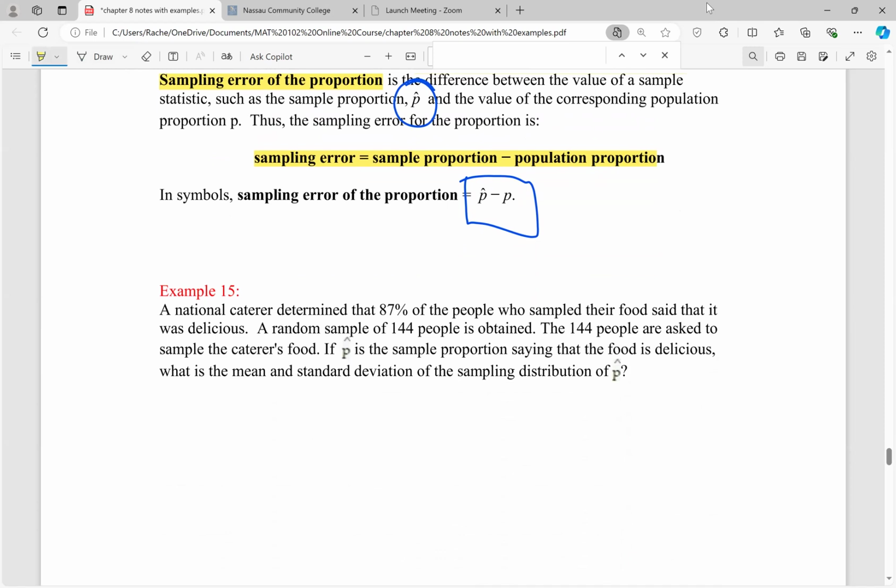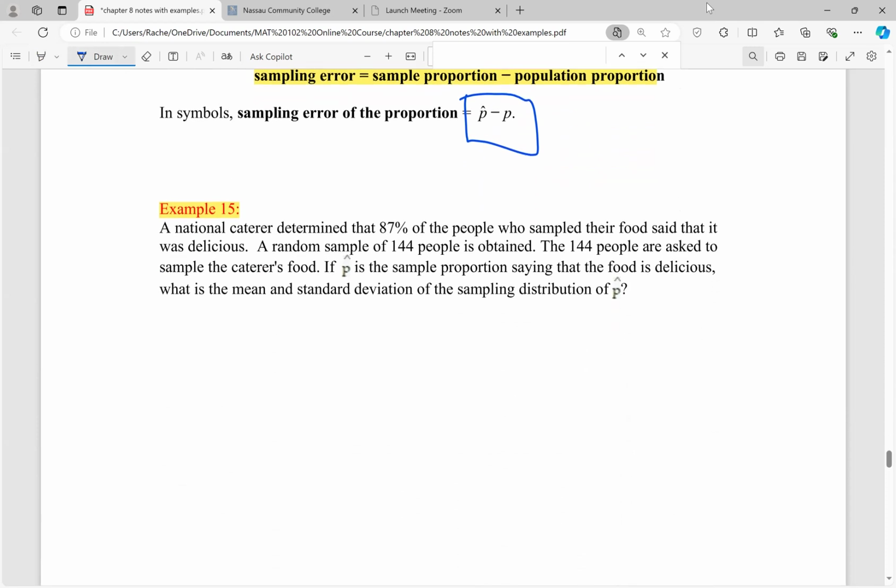So let's look at example 15. A national caterer determined that 87% of the people who sampled their food said that it was delicious. A random sample of 144 people is obtained. The 144 people are asked to sample the caterer's food. If p hat is the sample proportion saying that the food is delicious, what is the mean and standard deviation of the sampling distribution of p hat?